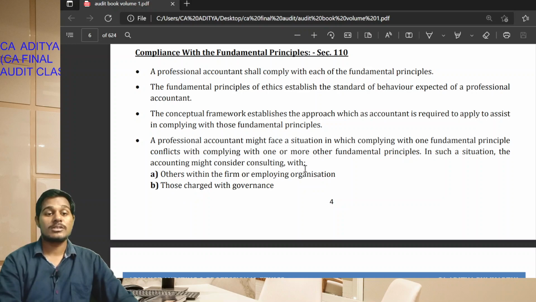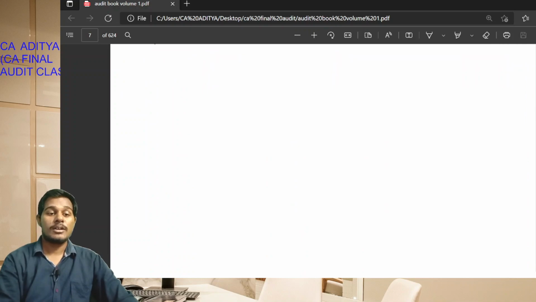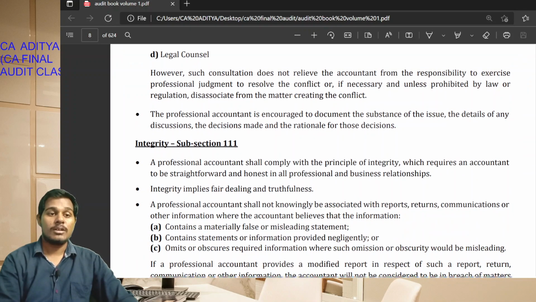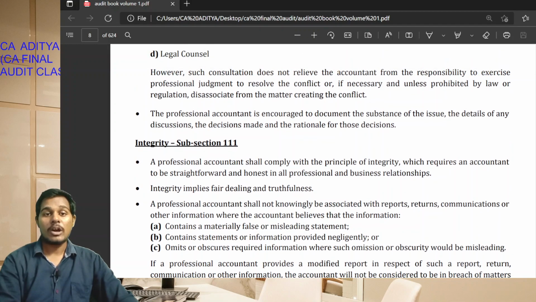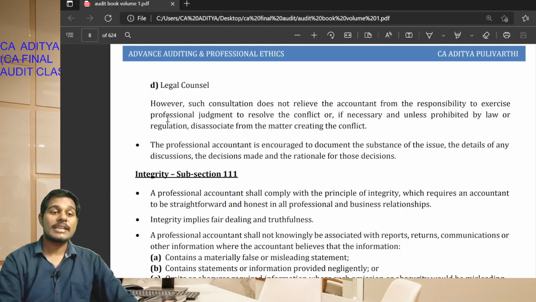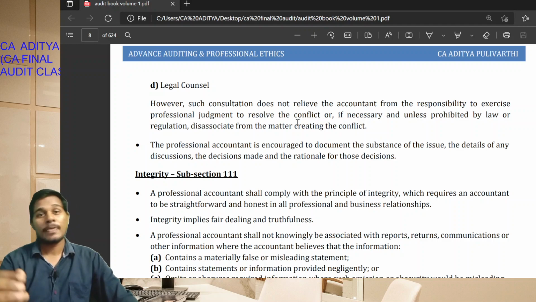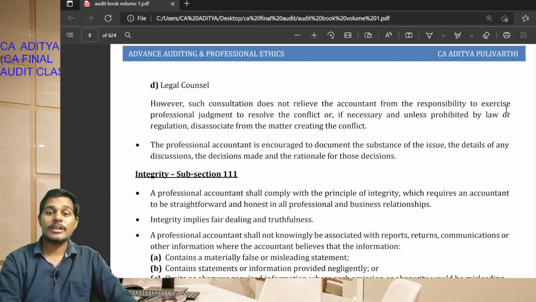Those charged with governance. See students, the chartered accountant, when there is a conflict between two fundamental principles, should consult with others within the firm or employing organization, those charged with governance, and institute or legal counsel. Okay, students, legal counsel. However, such consultation does not relieve the professional accountant from the responsibility to exercise professional judgment to resolve the conflict. See students, by consulting with those charged with governance, others within the firm, or the legal counsel, it will not relieve the chartered accountant from the responsibility to exercise professional judgment to resolve the conflict.